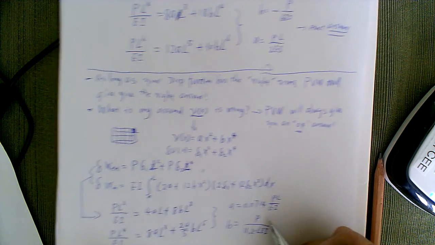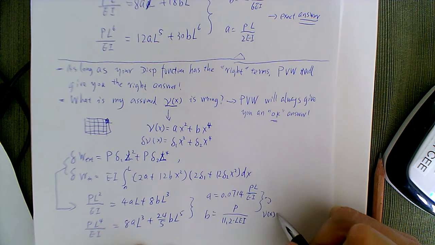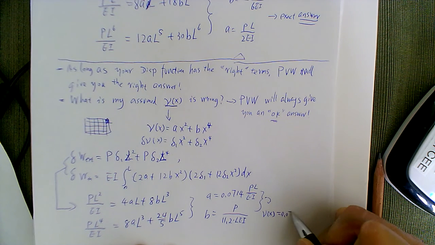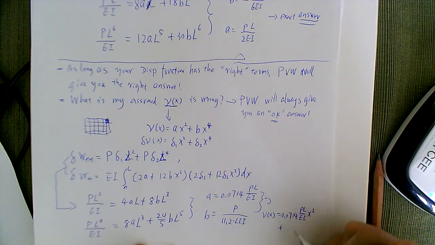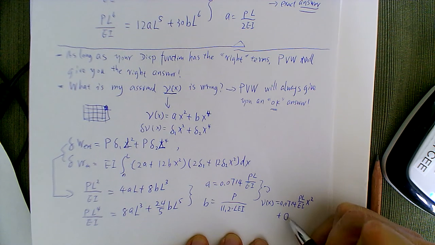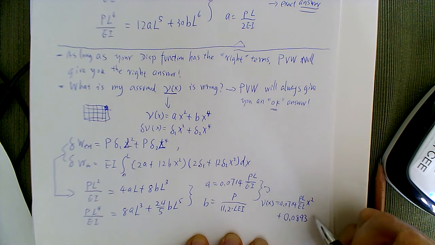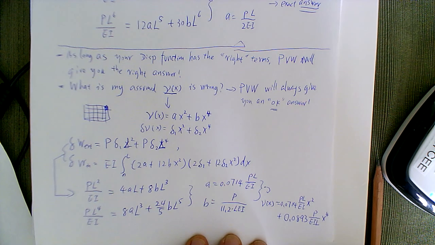So it won't give you the exact answer. The answer it'll give you will be Vx equals 0.0714 PL over EI x squared plus 0.0893 P over EI L x fourth.